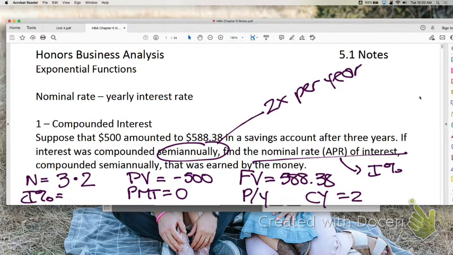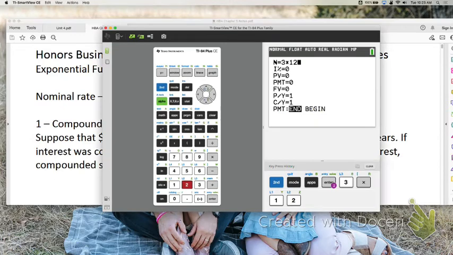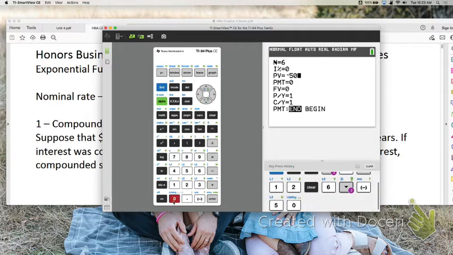All right. So, real quick, going back to one of my calculators here. I'm going to go into this and say, okay, my N, we said is 6. Interest rate is what we're finding. Present value is negative 500. Make sure to use the negative sign instead of the minus. I'm leaving payment as 0. Future value was 588.